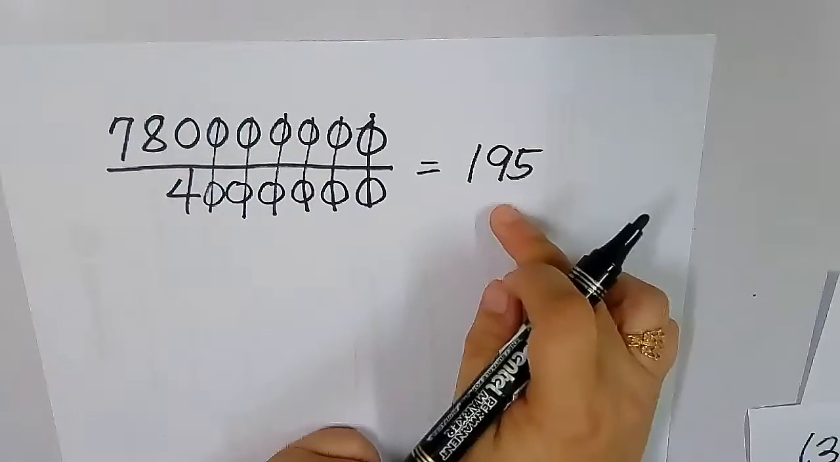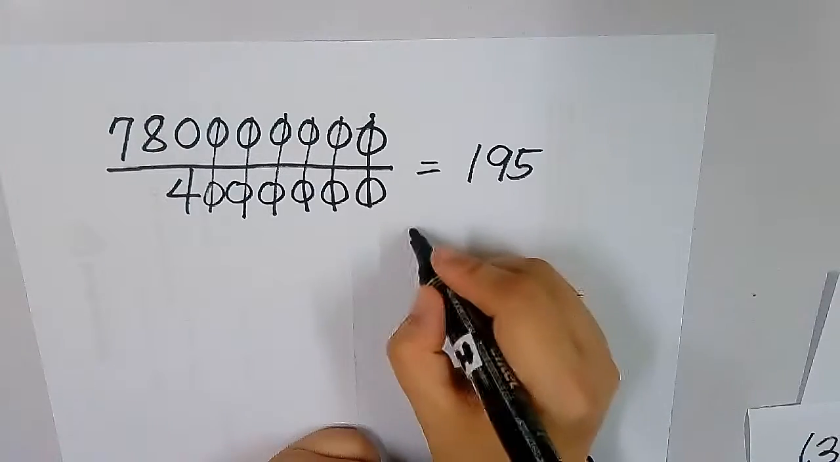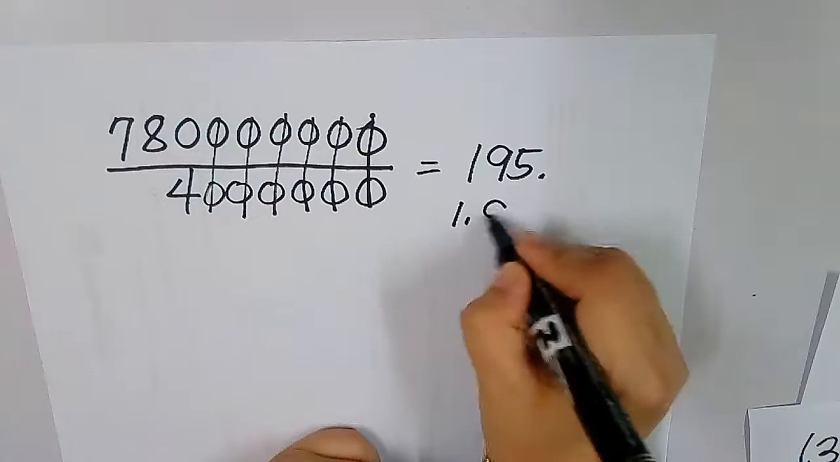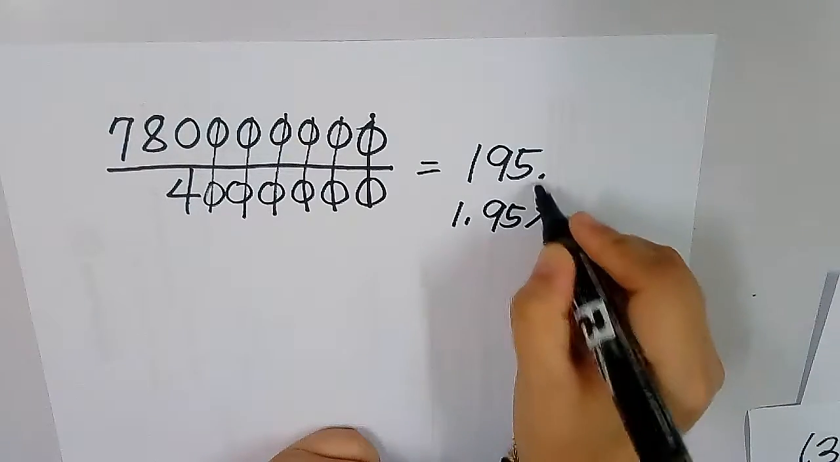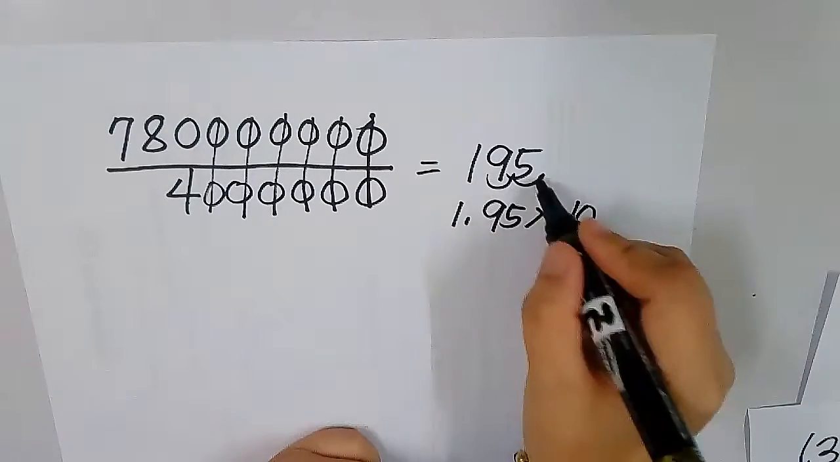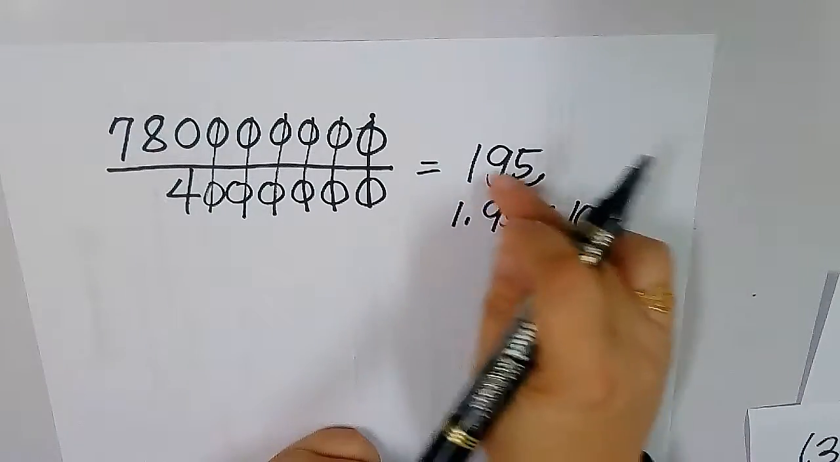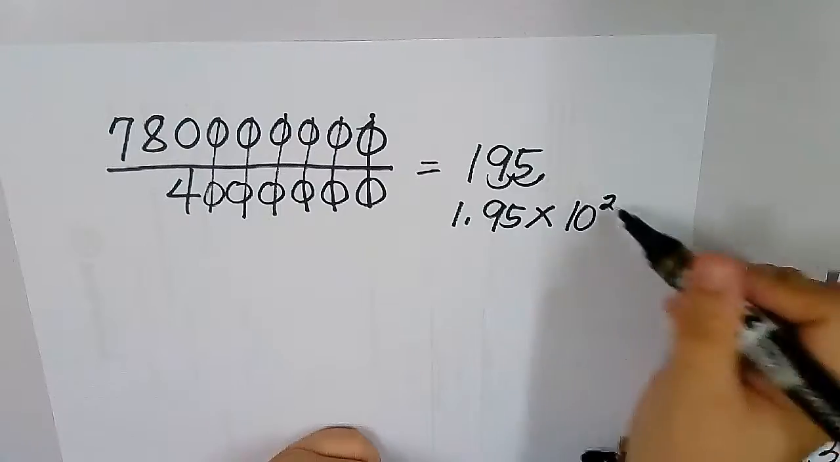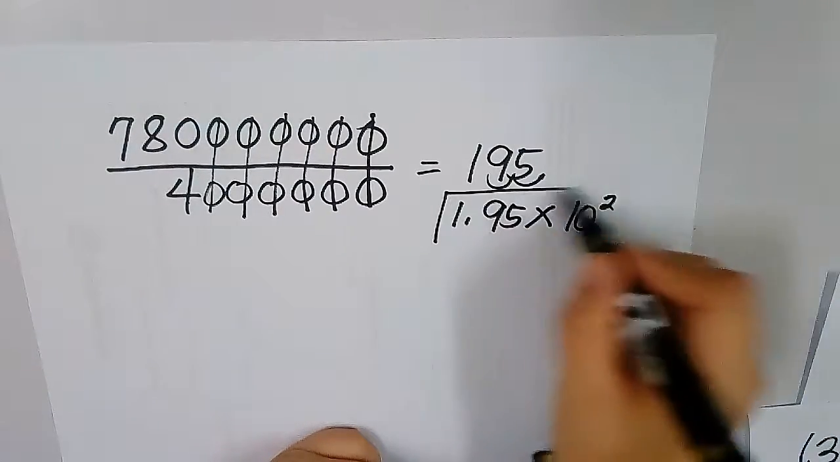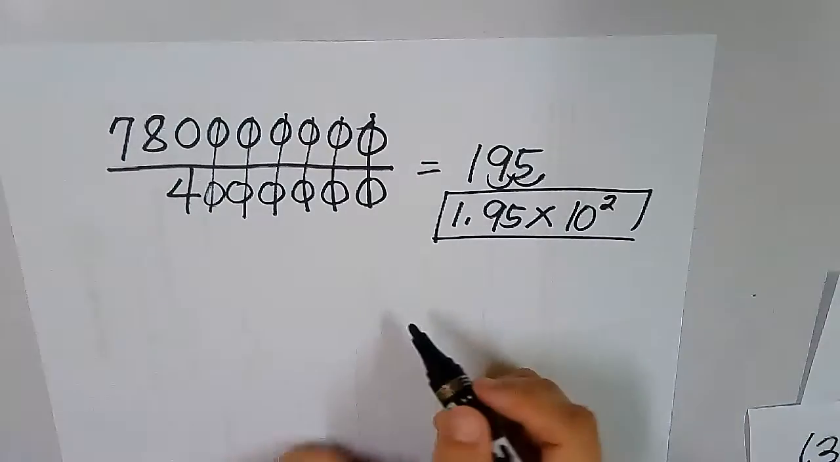And if we are going to convert this to scientific notation, dahil nandito yung kanyang decimal point, magiging 1.95 times 10 raised to the dalawang digit na minove na decimal point. So, 1.95 times 10 squared. And this one is our final answer.